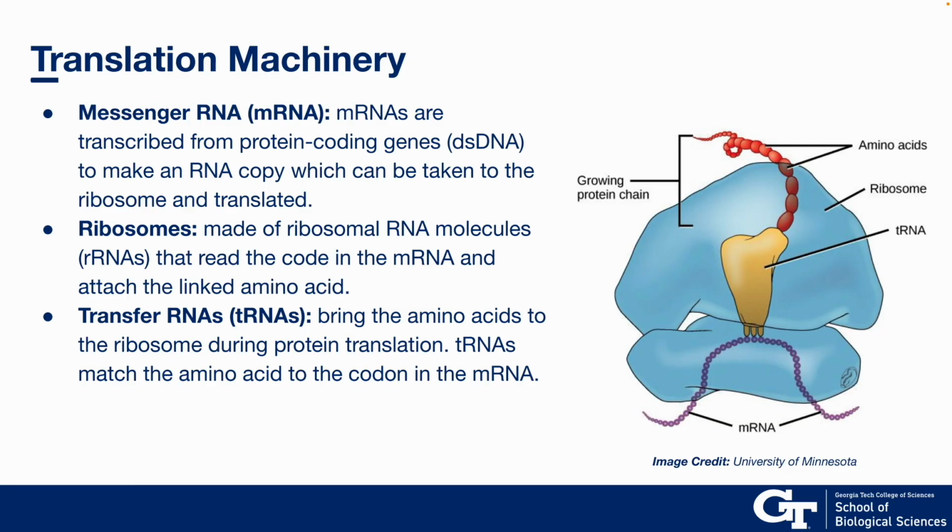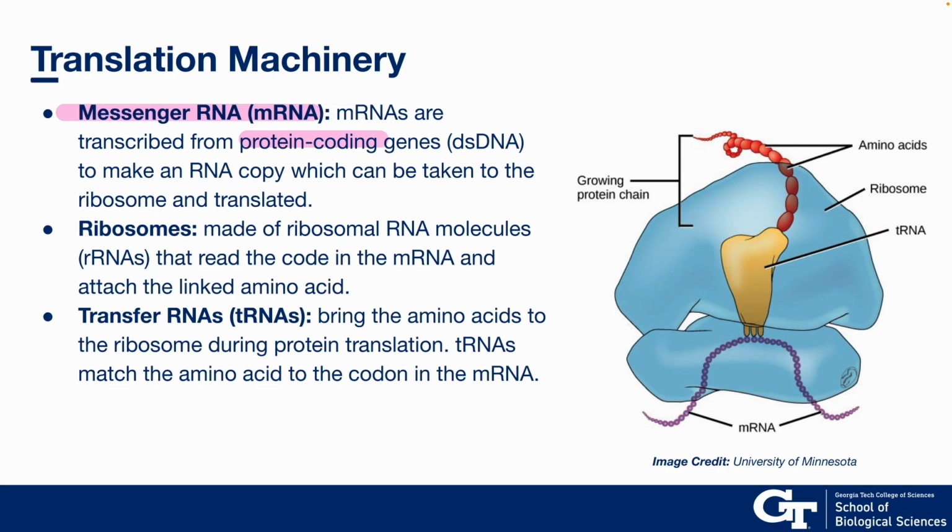So then, how does translation take place? Well, we need three types of RNA in order to turn the DNA into a protein. First, we have messenger RNA, mRNA. That is what actually carries and codes for the protein. So mRNA is made from our genomic DNA, and it's used to go to the ribosome and code for proteins.